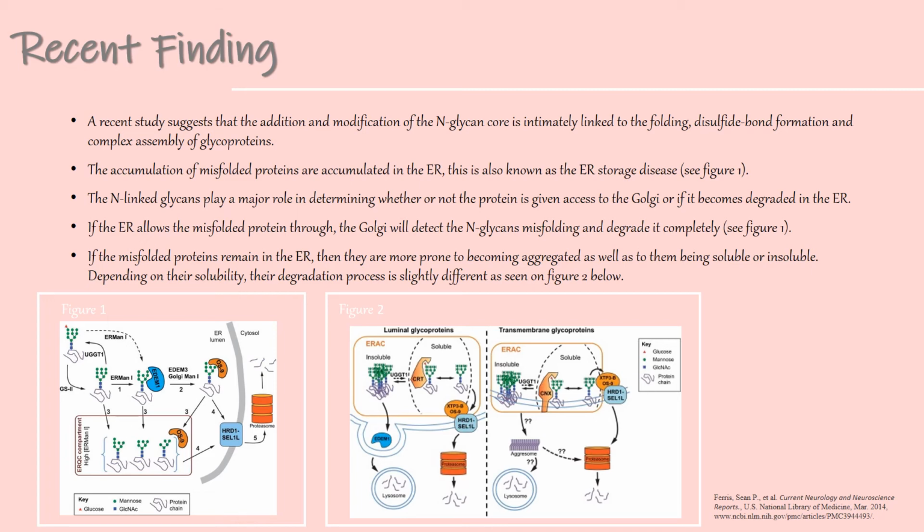Just like the lysosomal storage disorder, there is such a thing called the ER storage disease or disorder, which is the accumulation of misfolded proteins in the ER, and the N-linked glycans play a major role in determining whether or not the protein is given access to the Golgi or if it becomes degraded in the ER. If the ER allows a misfolded protein to go through to the Golgi, then the Golgi will detect the N-glycans misfolding and degrade it completely.